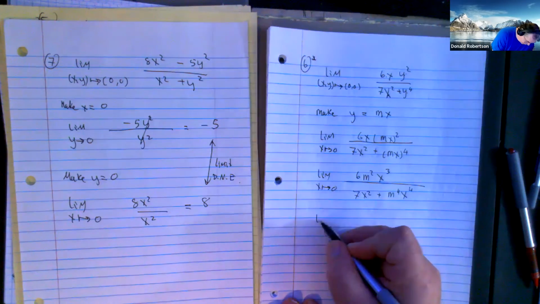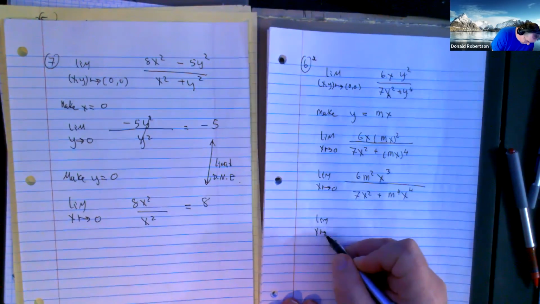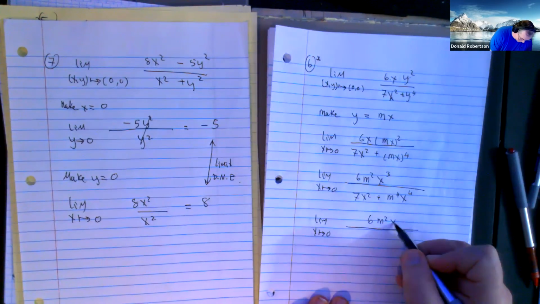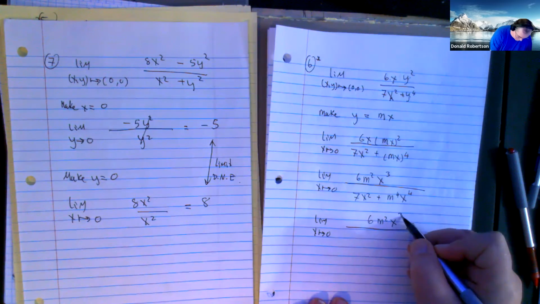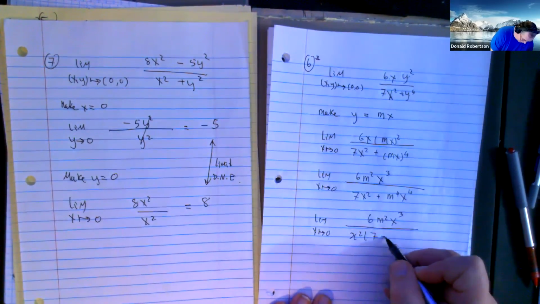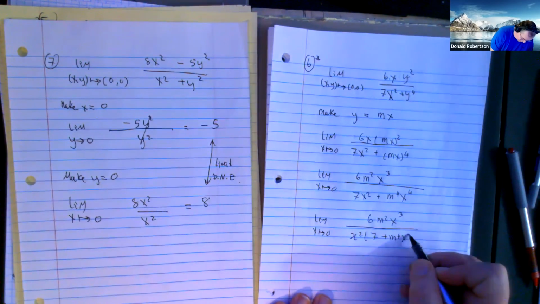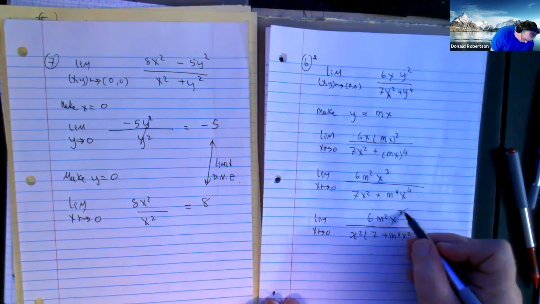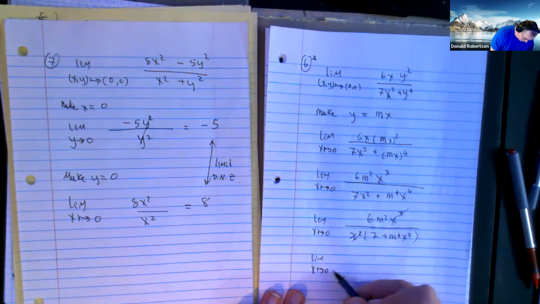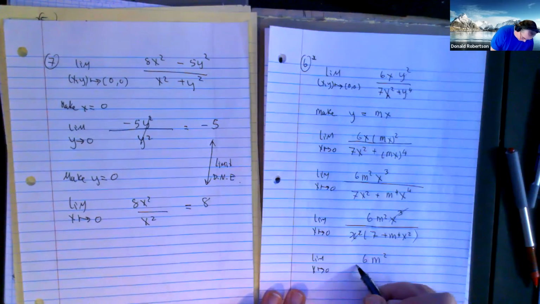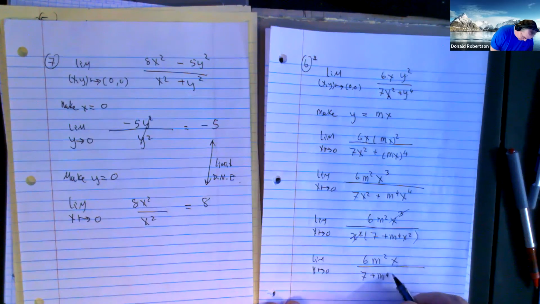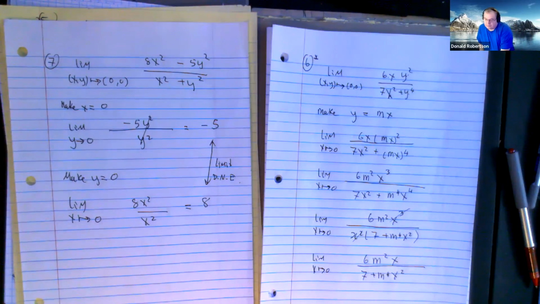Is there anything you can take out as a common factor on the bottom that might help us? Anything? Squared. Okay. Now, if you take out an x squared, you got that. If you cancel it with that, you're now going to get the limit as x tends to 0 of 6m squared x over 7 plus m to the 4 x squared. Still good?